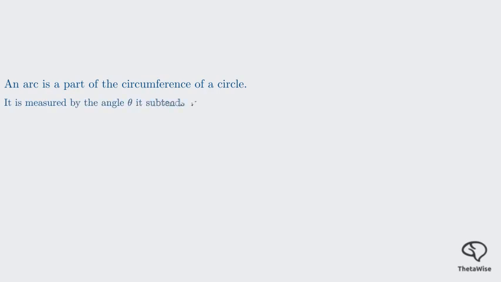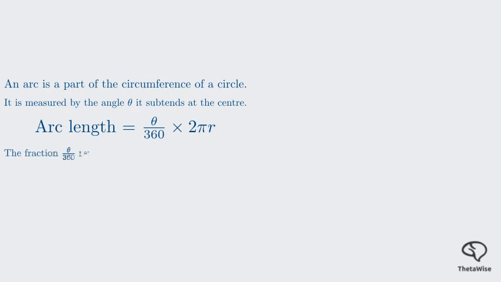An arc is simply a part of the circumference of a circle. We can measure its length using the angle it subtends at the center, which we'll call theta. The formula for arc length is theta divided by 360 degrees, all multiplied by the circumference of the circle, 2 pi r. The fraction theta over 360 tells us what proportion of the entire circle the arc represents.